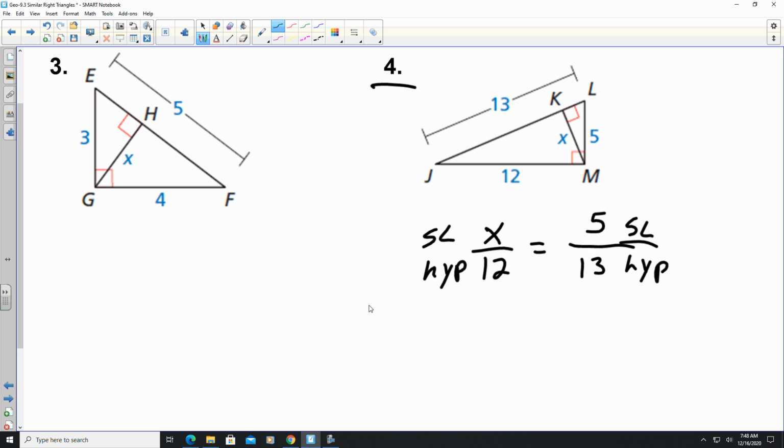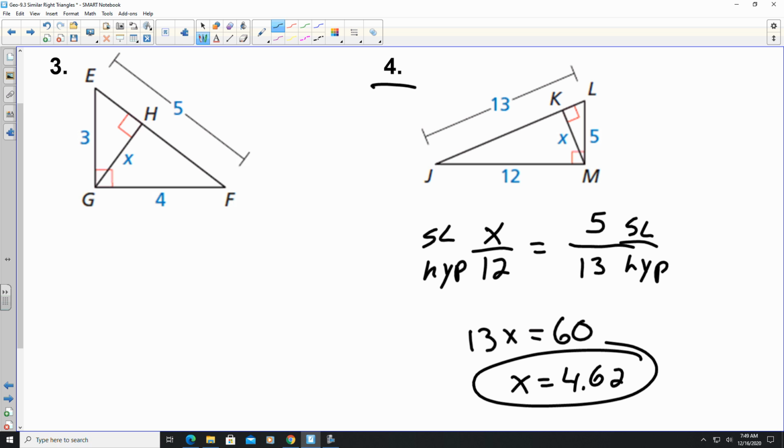So now I can go 13x is equal to 12 times 5, which is 60. Okay, so here then I can just divide 13 from both sides. So 60 divided by 13 gets us a value of roughly 4.62. If you wanted to leave it as a fraction of 60 over 13, that's fine, but that is about what that value of x is.